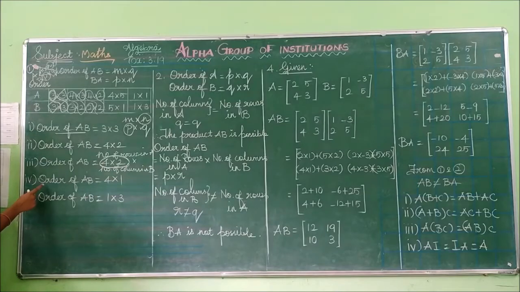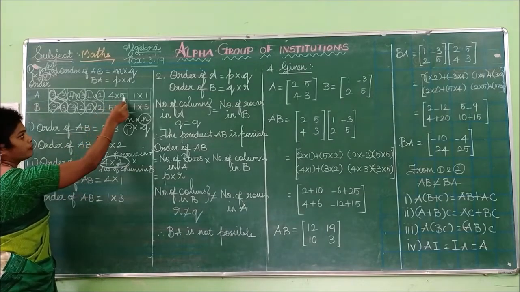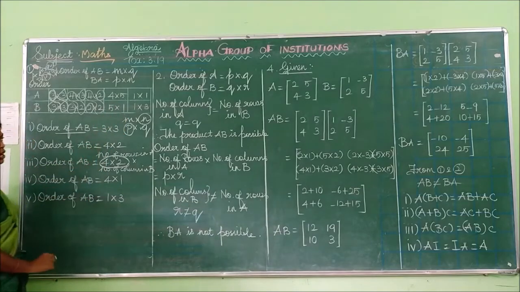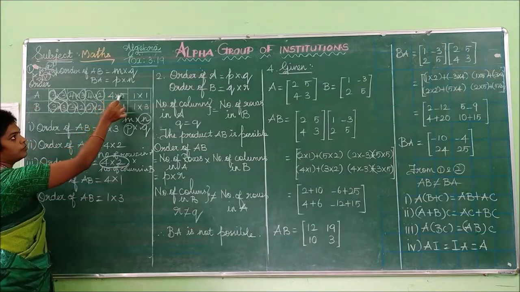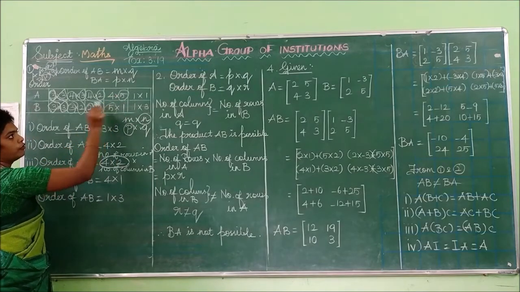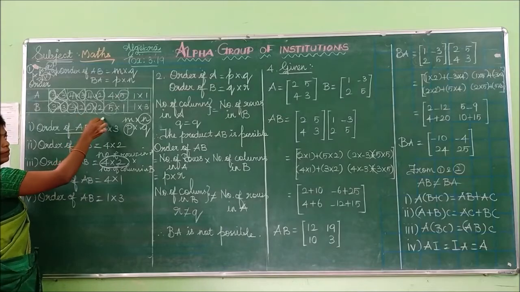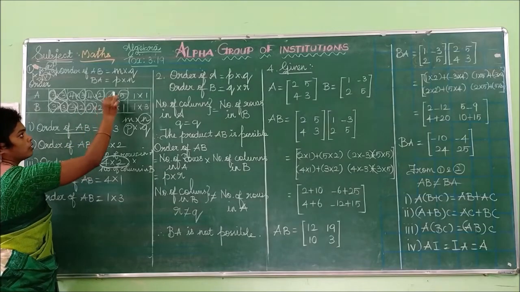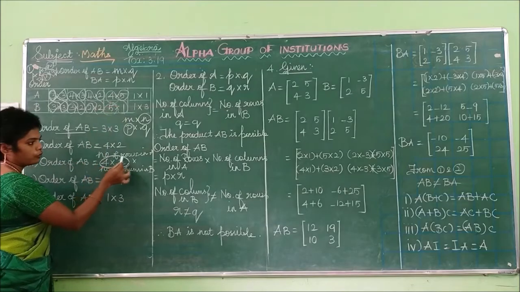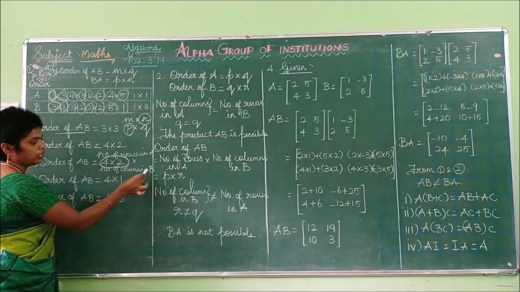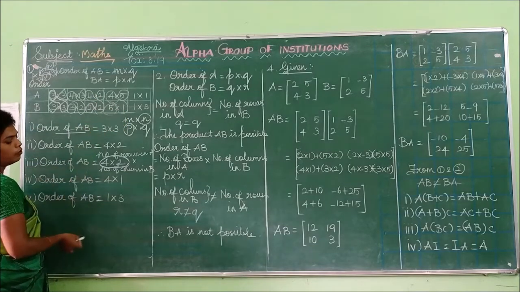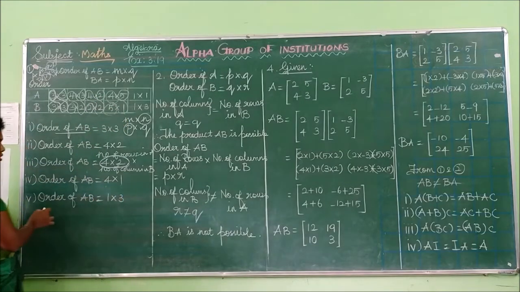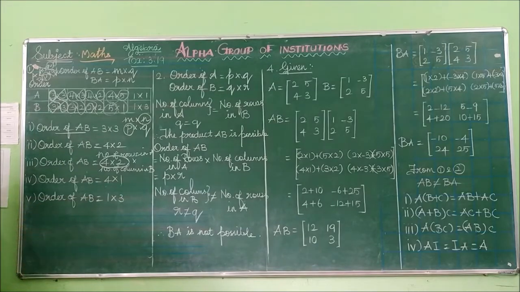So listen to the next one, order of AB for the fourth set. So what is our fourth set? 4 cross 5 into 5 cross 1. So you have to listen to one thing, the column and row. So number of columns in the first matrix is equal to number of rows in the second matrix. So both are same, you can cross and write the value. Number of rows in A into number of columns in B. The number of rows in A is 4, number of columns in B is 1. So 4 cross 1.